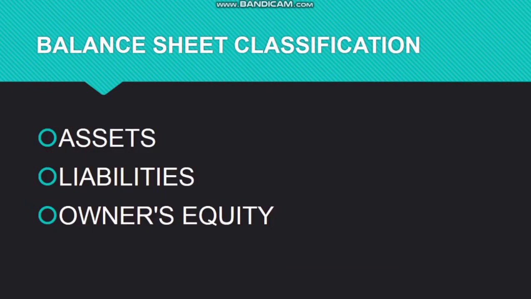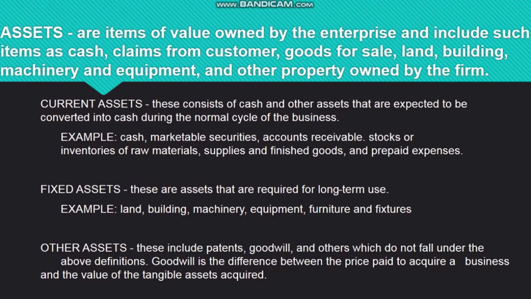So there are three balance sheet classifications: assets, liabilities, and owner's equity. Assets. Next please. Assets are property owned by a person or a company, regarded as having a value and available to meet debts, commitments, and legacies. Examples of it are cash, marketable securities, accounts receivable, stock or inventories of raw materials, supplies and finished goods, and prepaid expenses.